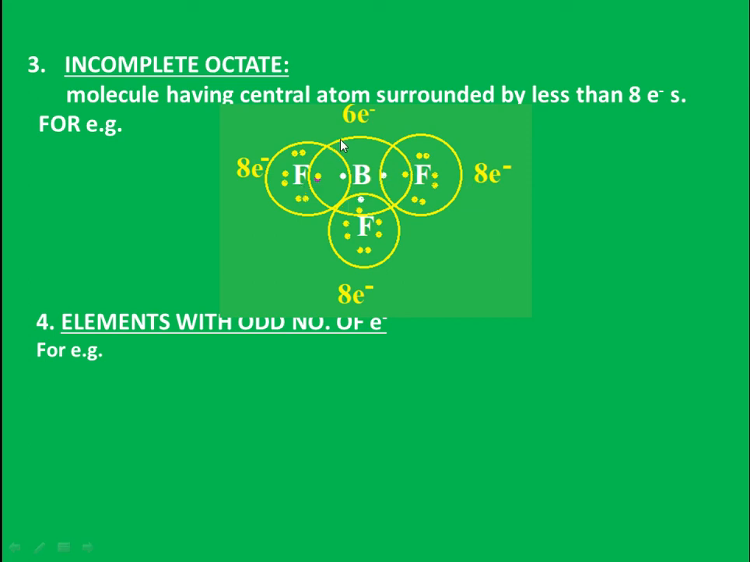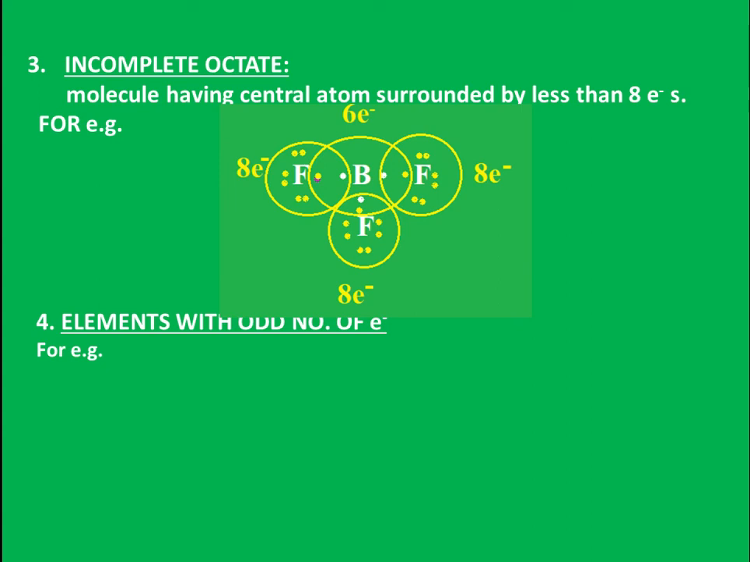That's why boron combines with the 3 fluorine atoms. The basic theme here is incomplete octet, that means less than 8 electrons. Boron is surrounded by only 6 electrons here: 1, 2, 3, 4, 5, and 6. So only 6 electrons surround the central atom, and even so this molecule is quite stable.